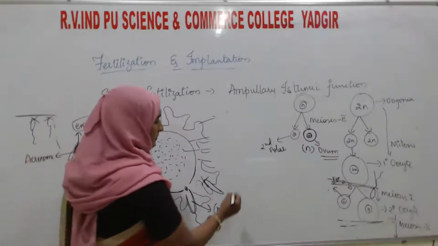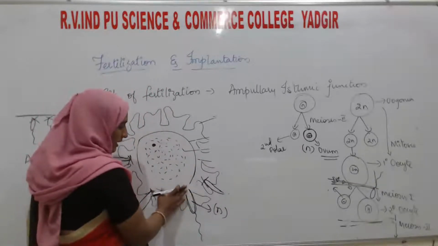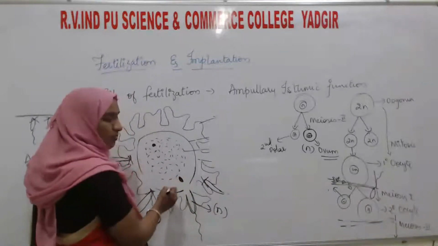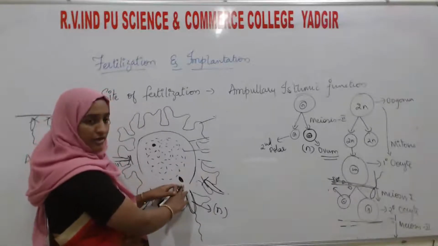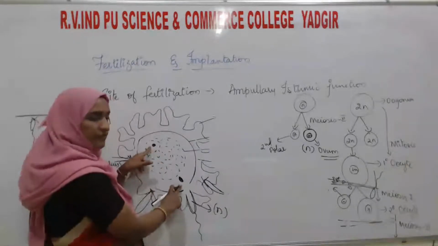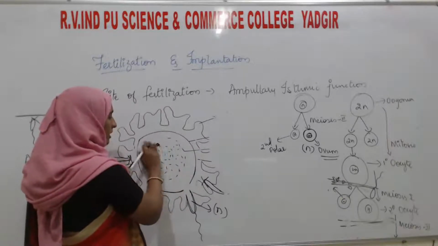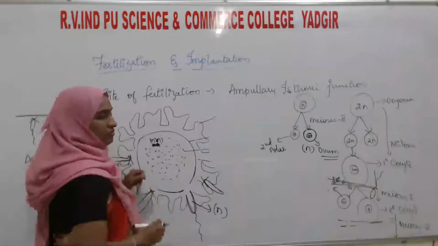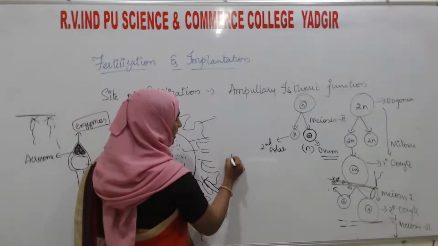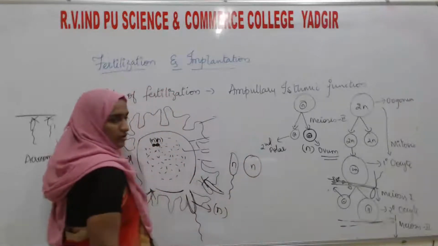See, this is the ovum in which this is the nucleus. The acrosome will rupture the membrane. Then the nucleus is released into the ooplasm. This is the sperm nucleus and this is the ovum nucleus, the male nucleus and the female nucleus. They both will fuse with each other. Both of them have one set of chromosomes, n and n. The sperm nucleus will have n number of chromosomes and the ovum will have n number of chromosomes.